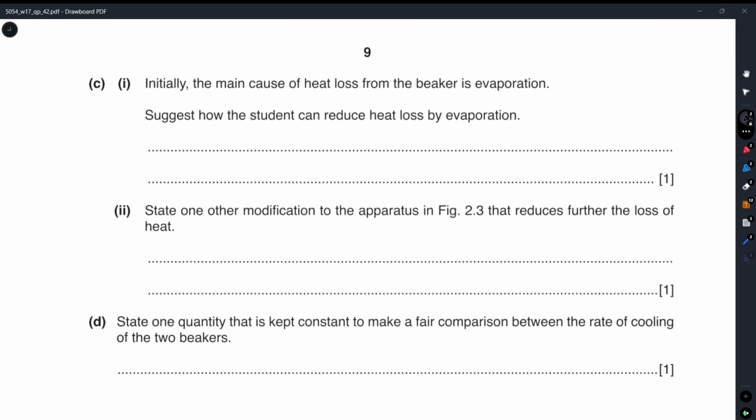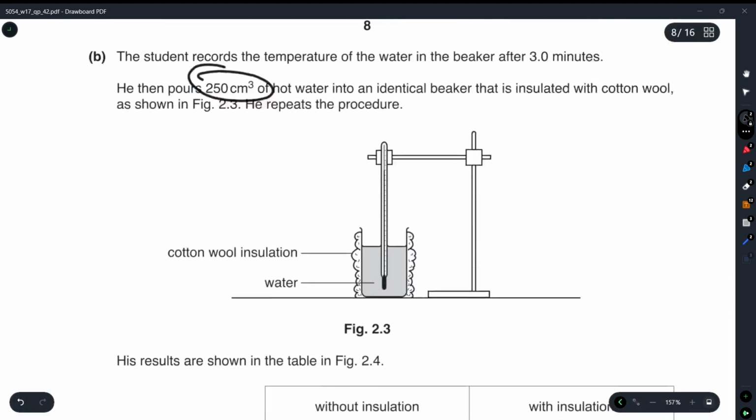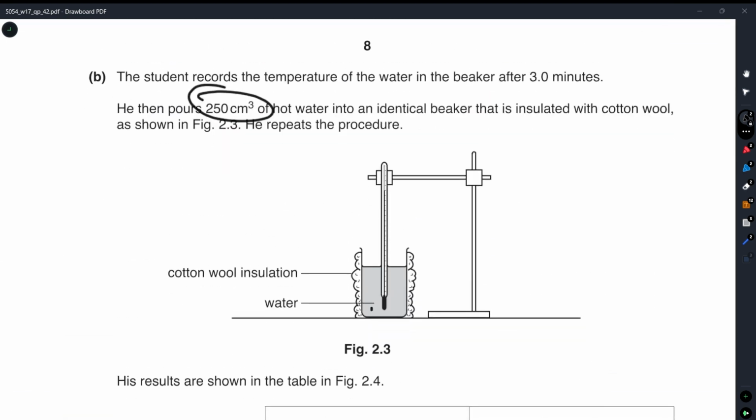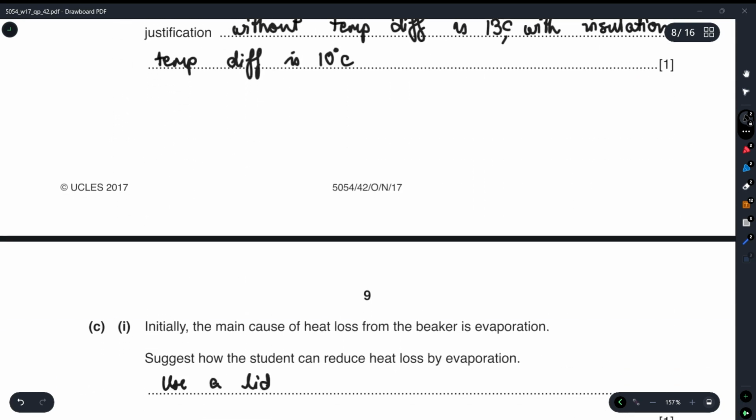Initially, heat loss from evaporation, how can it be reduced? So use a lid. You need to get rid of evaporation, cover the surface. There will be no more evaporation. Plain and simple. State one other modification to the apparatus that reduces further loss of heat. Let's look. So I'm guessing heat loss from the bottom of the beaker. So we are going to say add insulation there as well.